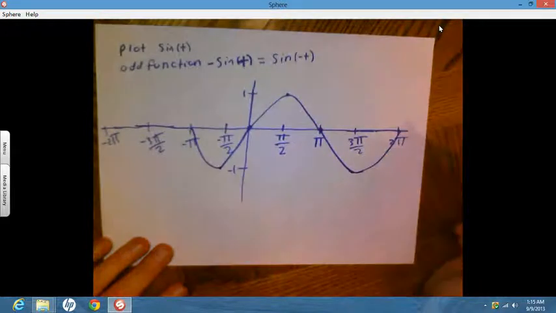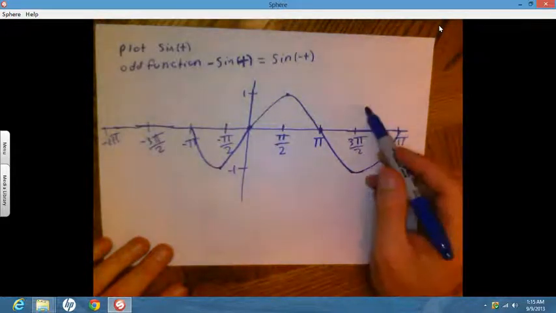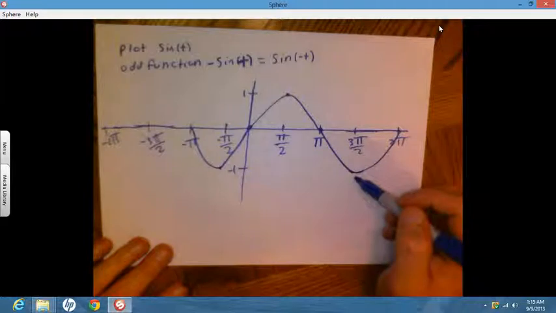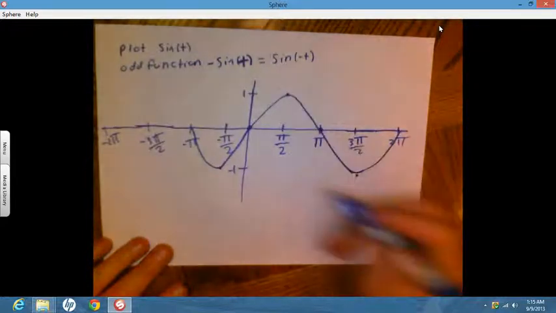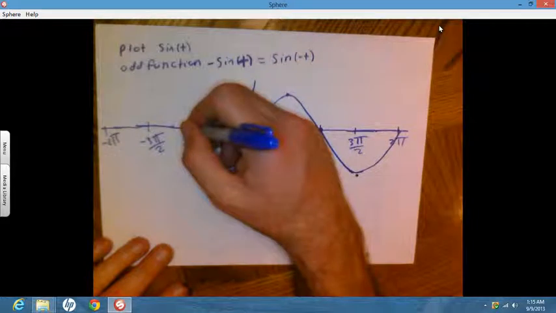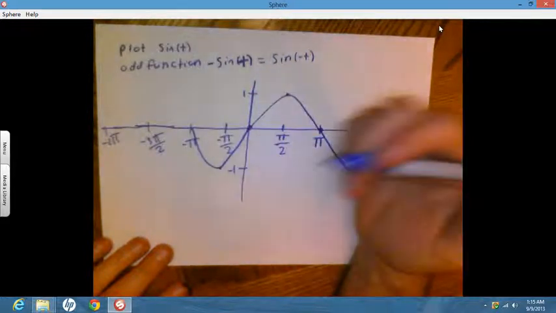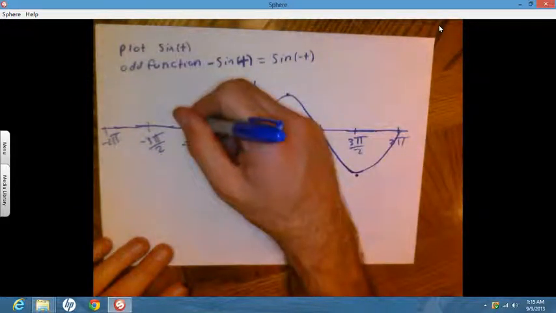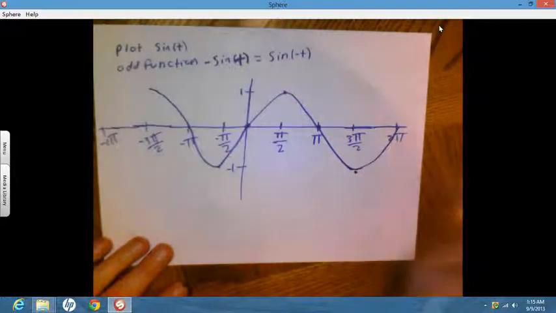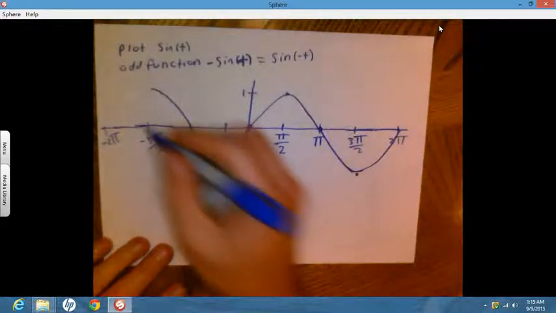And at 3 pi over 2, the value of the sine function is negative 1. So at negative 3 pi over 2, I multiply by the negative, and I get negative 1 times a negative 1, which is just a positive 1. And at 2 pi, 0 and negative 0 is both 0, so it looks like this.